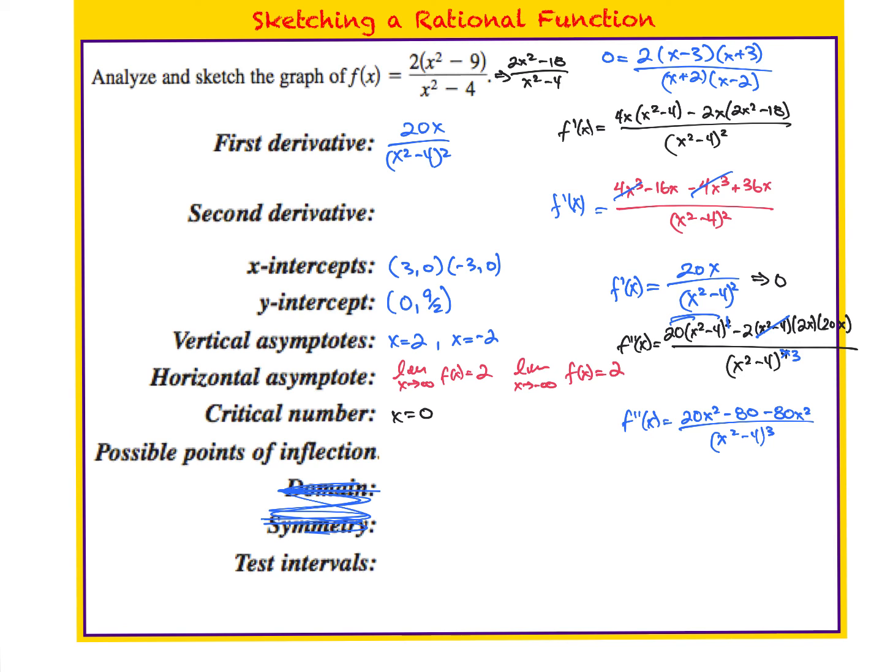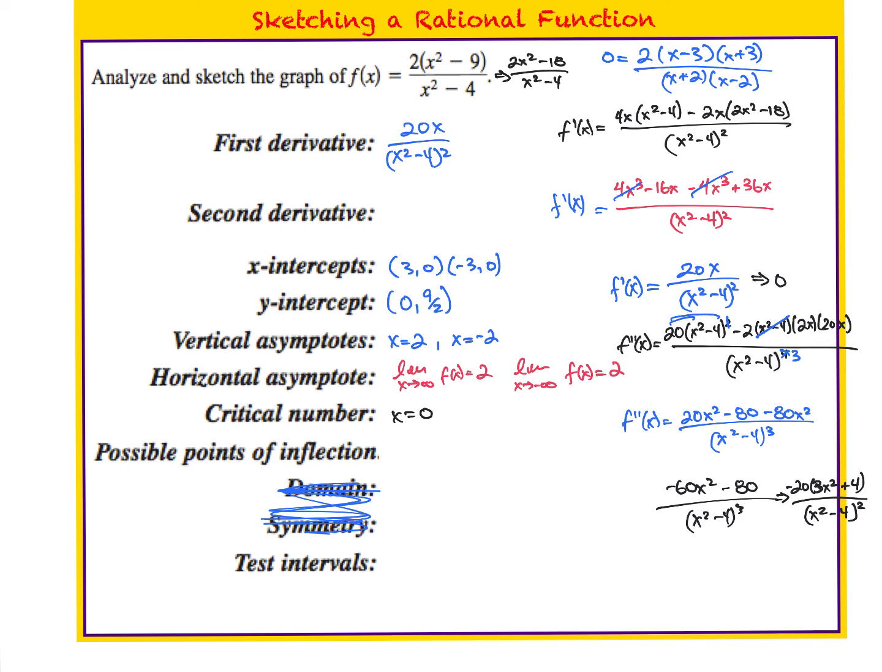I'd like to go a couple more steps before we just write that one. So that becomes what? Negative 60x squared, and then minus 80 over x squared minus 4 cubed. What could I factor out of that numerator? I would go a little bit more than just 20. I would factor out a negative 20. So if I factor out a negative 20, I'm left with 3x squared, and then what? Plus 4.